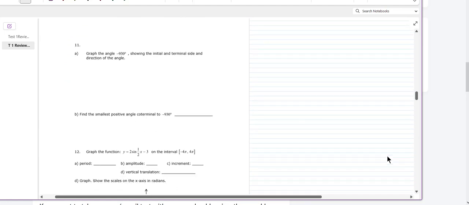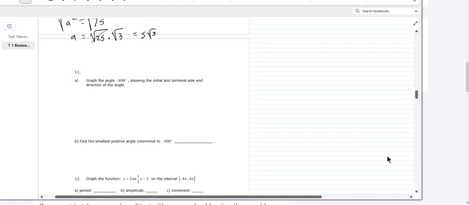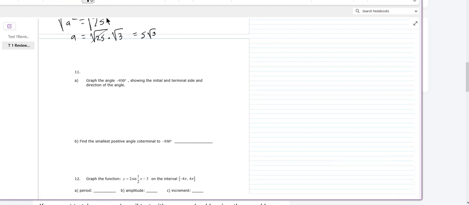So now we'll get into this, and then I'll try to finish this up, and then we can work on the graphing here a little bit. This one is just graphing an angle and finding the sides and everything.